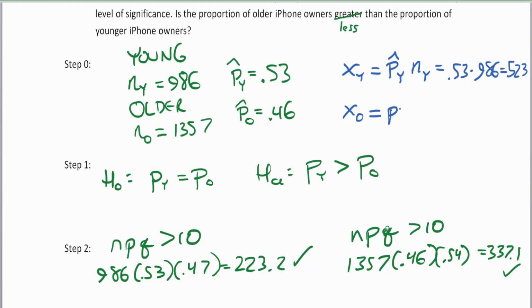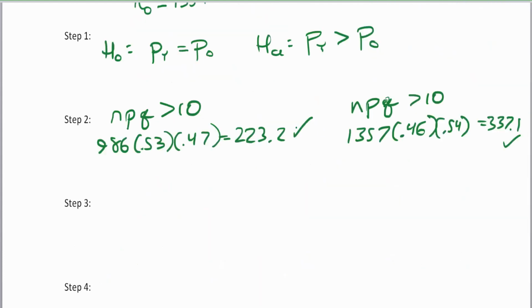It was nice because this naturally rounded up, but we're going to keep rounding up no matter what. So this is my p hat o times my n sub o, and this is going to be the 0.46 times our 1,357. And again, this is going to give us 624 and something. So let's round up to 625. Okay, always round up. So this gives us our x sub y and our x sub o, because we need these for part 3.